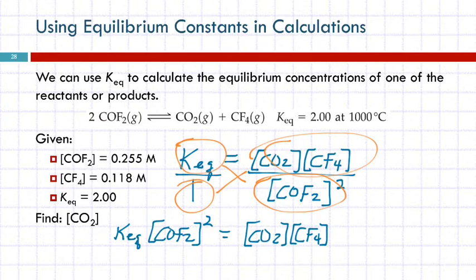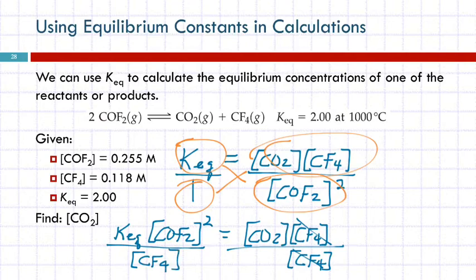Now it's easier to see what do I need to do to solve for CO2. I need to divide by CF4. So I'm going to divide by the concentration of CF4 on both sides. So CF4 over CF4 is 1. And so I'm going to divide by this over here. And now I have the concentration of CO2 is equal to this. Any questions? I know some of you are still having some trouble rearranging equations. Please come and talk to me. I can help you with that.